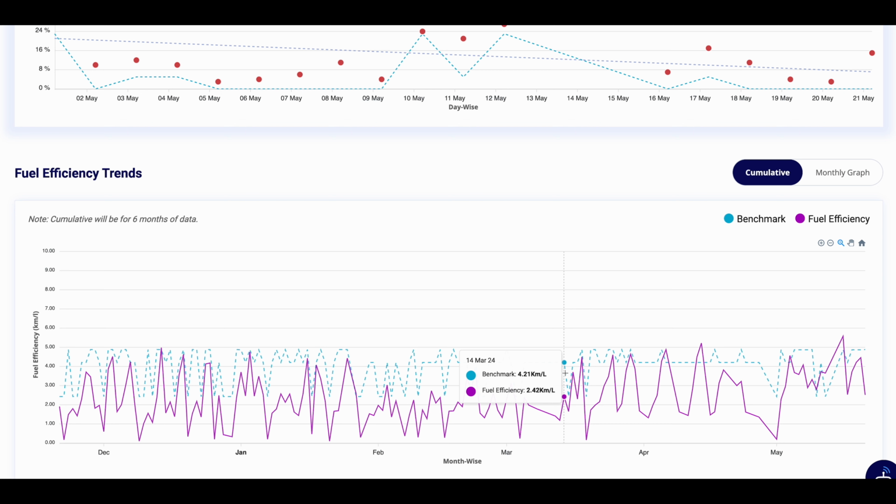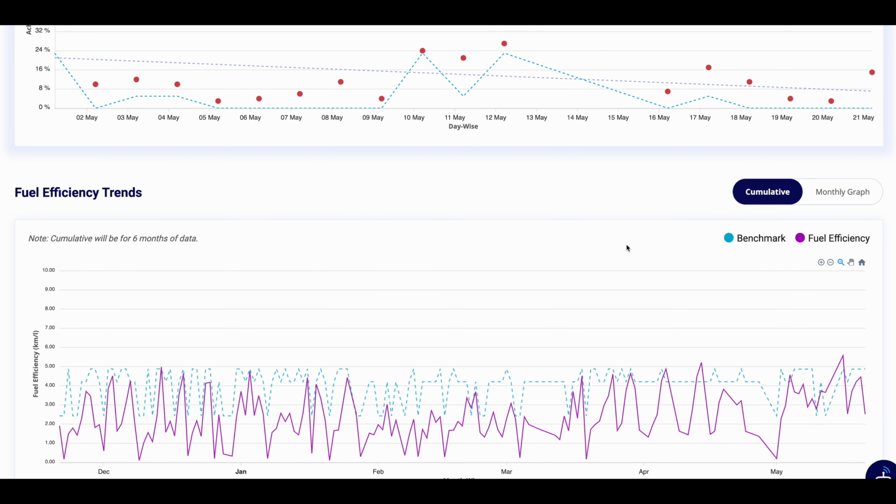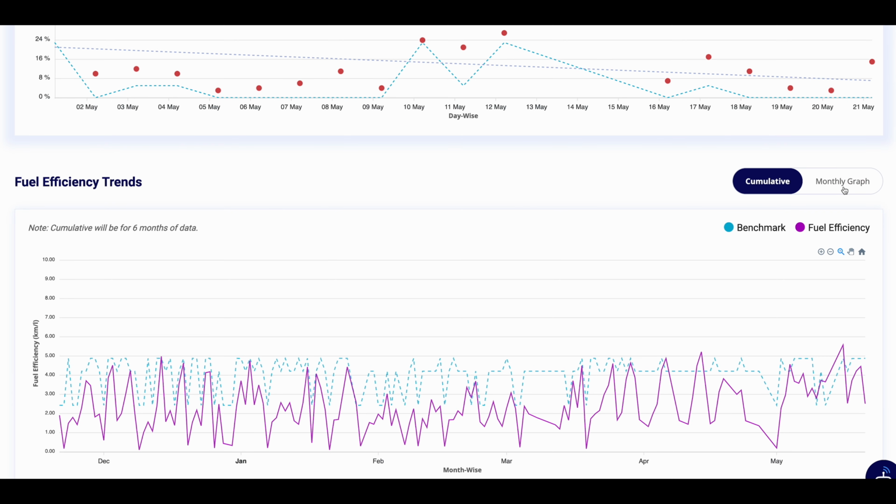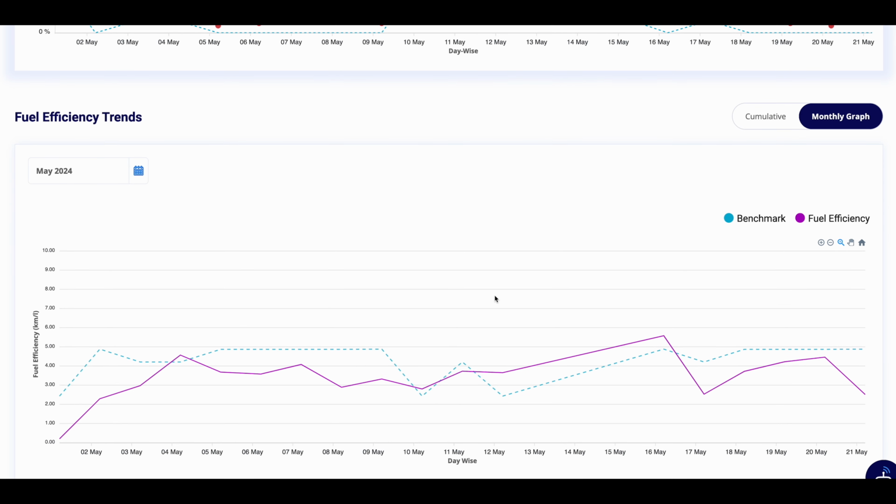Overall, this section serves 2 key purposes. First, it highlights areas that require improvement, such as a rise in neutral running or a decrease in cruising percentage, allowing you to focus your efforts on the areas that will have the most significant impact on fuel savings. Secondly, you also have provision to create monthly reports, giving you a deeper understanding of your performance trends and the impact of implemented recommendations.